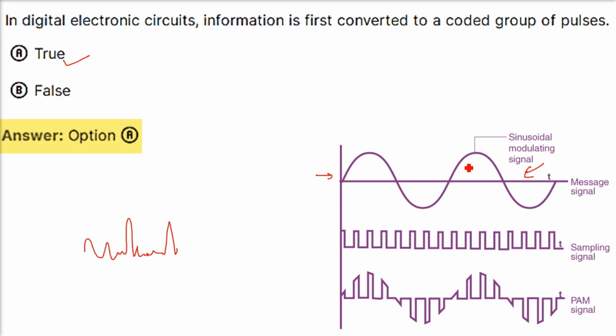First we have to convert it into a coded group of pulses, and these are nothing but the samples you are taking. I am highlighting certain samples here, and finally this last one is the coded group of pulses. It can be PAM, it can be PCM, pulse code modulation. If I say pulse code modulation, you are talking about a coded group of pulses. So the answer here is true. In a digital electronic circuit, information has to be first converted into this kind of coded group of pulses so that you can get digital signals out of analog signals.